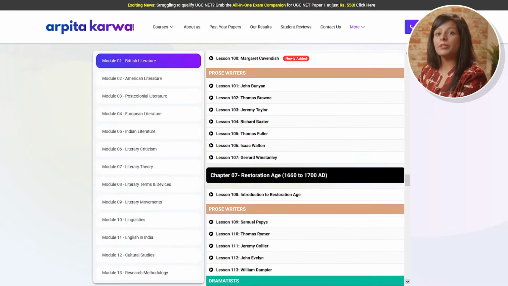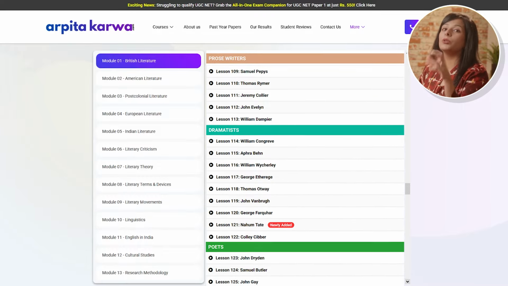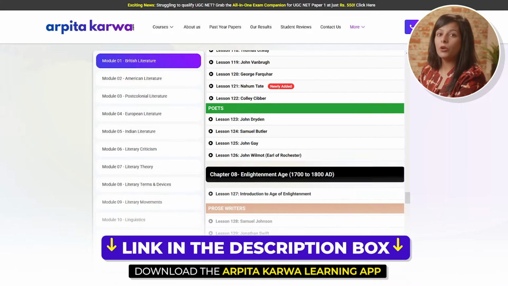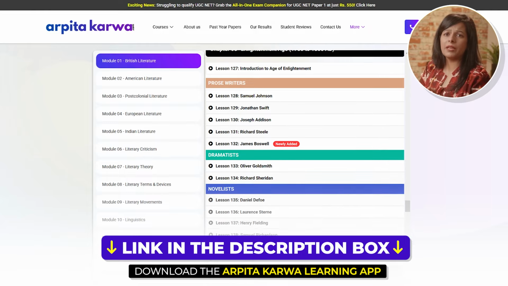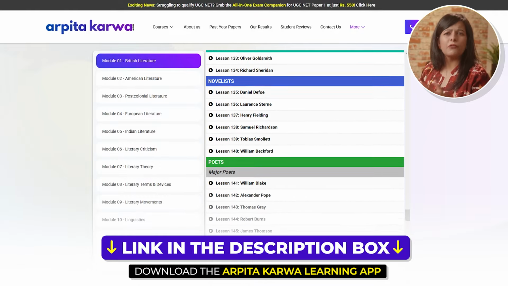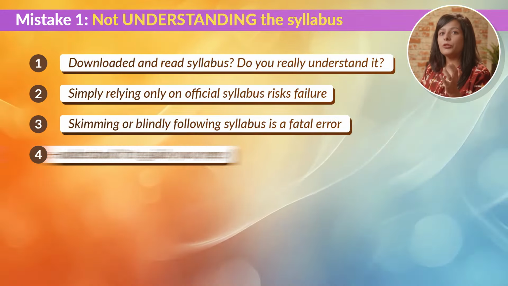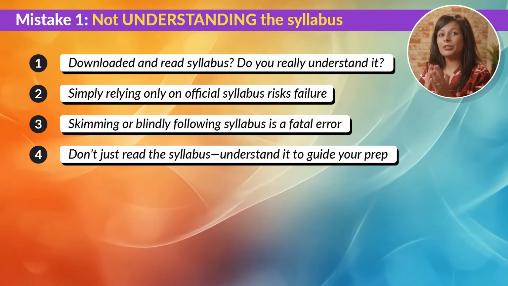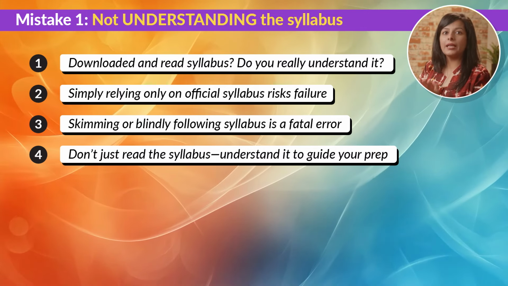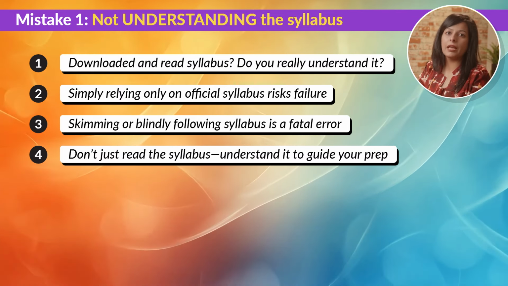This is the same syllabus I follow when I teach my online course. But even if you're preparing on your own, I highly recommend checking it out. It's completely free and accessible to all. So friends, remember, don't just read the syllabus, understand it. That is what will guide your prep in the right direction.